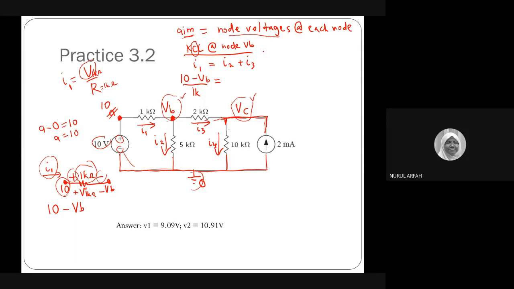Since I2 is entering the 5 kilo ohm here, this one should be positive, right? Passive sign convention, and leaving is negative. So higher polarity is VB, minus lower polarity, which is 0, divided by the 5 kilo ohm. Okay. Can you try I3? What is I3?